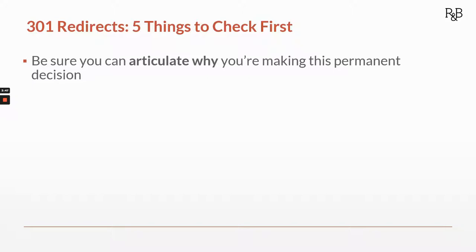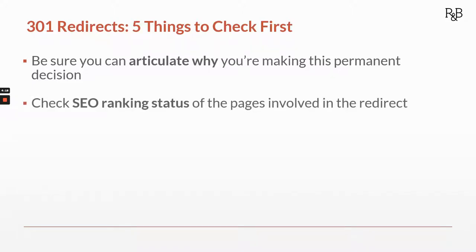So in this case, the piece of content that is getting redirected is never going to be coming back and be relevant again. Universal Analytics is no longer going to be something that people really care about. So if we can take some of the value that had been there and pass it to the new page, focusing on the new Google Analytics, Google Analytics 4, that's good today, that's good next year, that's good in 5 or 10 years until Google changes Google Analytics again. So number one, check. Number two, check the SEO ranking status of the pages involved in the redirect.